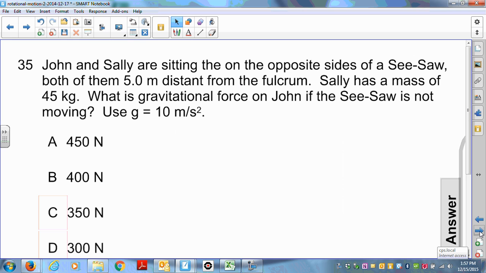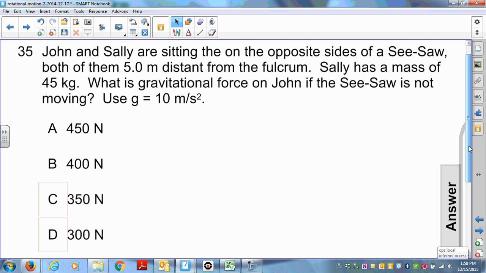Okay, so John and Sally are sitting on opposite sides of a seesaw, both of them 5.0 meters distant from the fulcrum. Sally has a mass of 45 kilograms. What is the gravitational force on John if the seesaw is not moving? And in this example, we're going to use 10 meters per second squared as the acceleration due to gravity. Okay, so go ahead and solve the problem now. Pause the video if you need to.